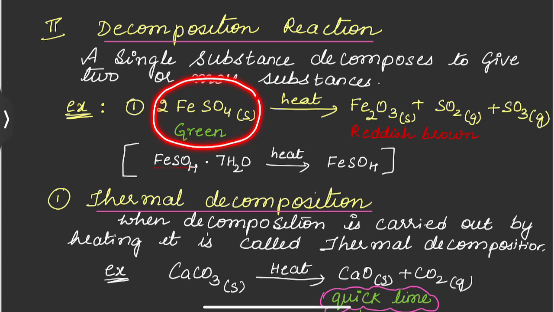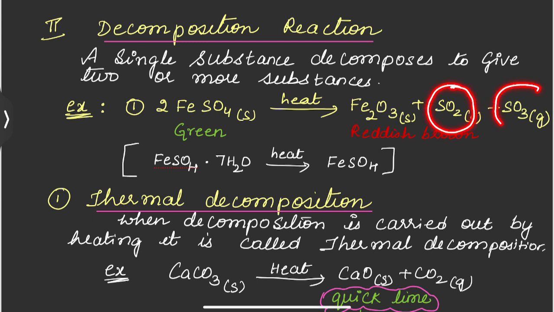When you start heating this green color solid, initially FeSO4 has 7 molecules of water. When you start heating, these water molecules are released. As a result, the green color changes into white color, so now it becomes a white color solid. With further heating, this white color solid turns reddish brown. Reddish brown color indicates that FeSO4 is converted into Fe2O3 along with the liberation of sulfur dioxide and sulfur trioxide gas. Is that clear? So this is about decomposition reaction.